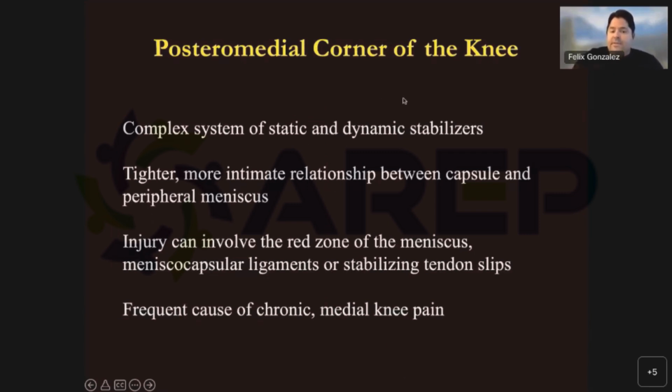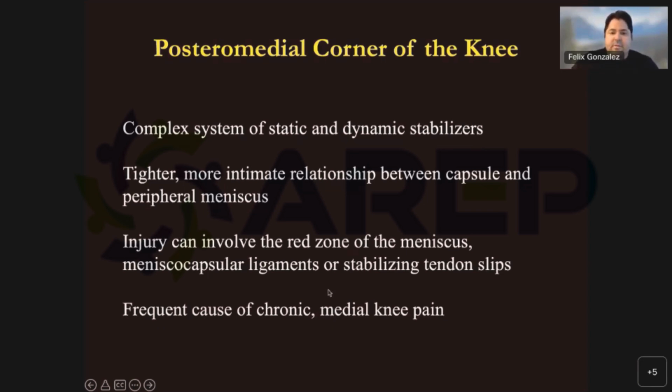So the posterior medial corner of the knee is a quite complex system of static and dynamic stabilizers. The reason why it's more commonly injured is because there is a tighter anatomic relationship, and injuries can often involve the meniscus, the meniscocapsular ligaments, or even the tendons that stabilize that compartment. And this is a frequent cause of chronic medial knee pain.